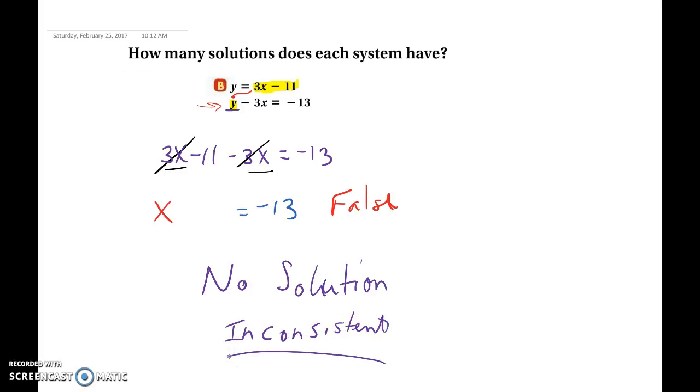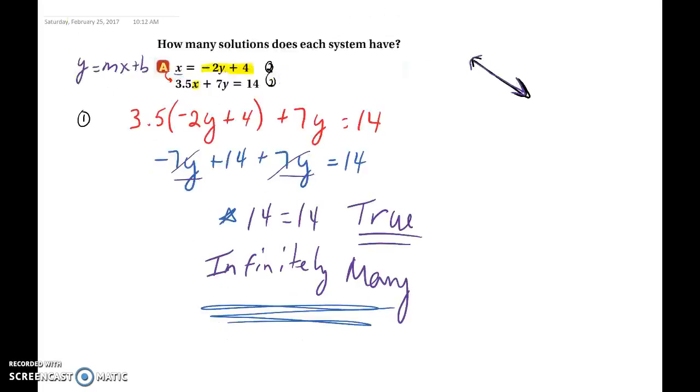All right, so that is it for this video. Pretty short, quick video, but just showing you how the special cases will show up when you're using substitution or elimination. You will get a statement that is false, negative 11 does not equal negative 13, or you will get a statement that is true, that 14 does equal 14. All right, that is it for this video.